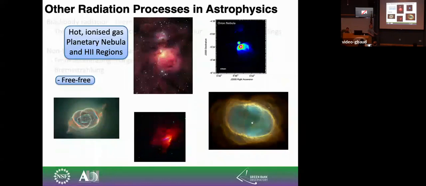There are many examples of this in the universe. There are planetary nebulae, H II regions. These are all very hot, well, most of these are very hot. Around an H II region, you have an ionized boundary layer that's probably at 10,000 Kelvin, give or take. And these all emit free-free emission.